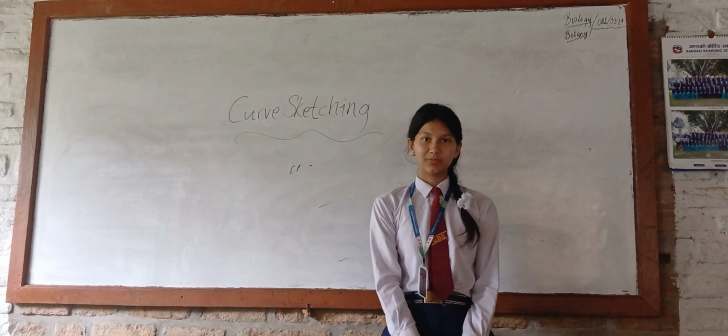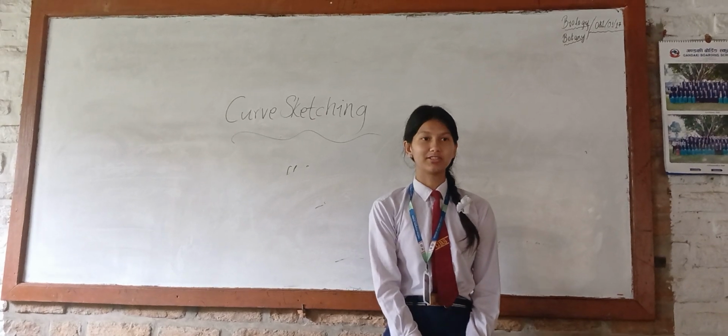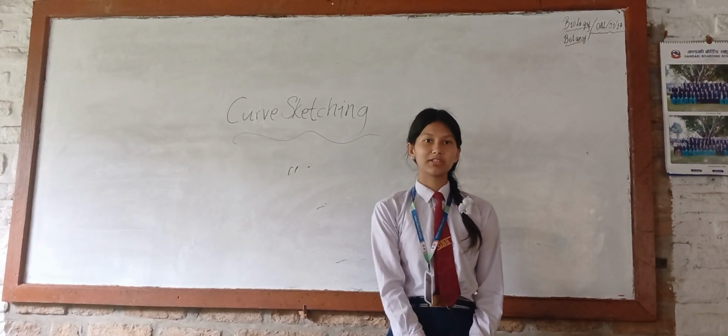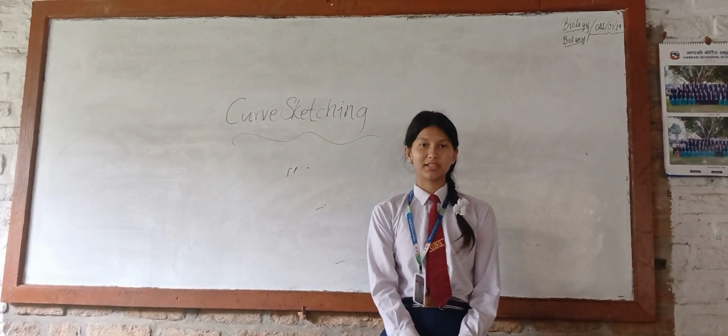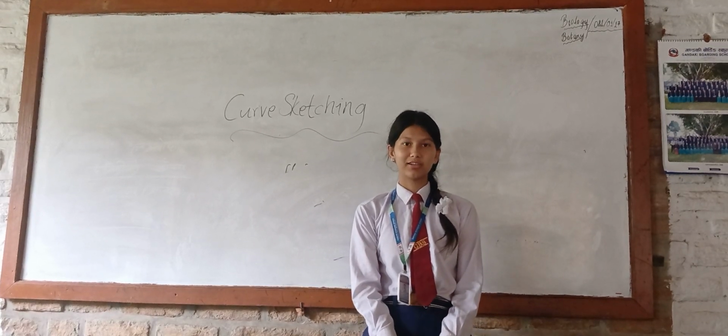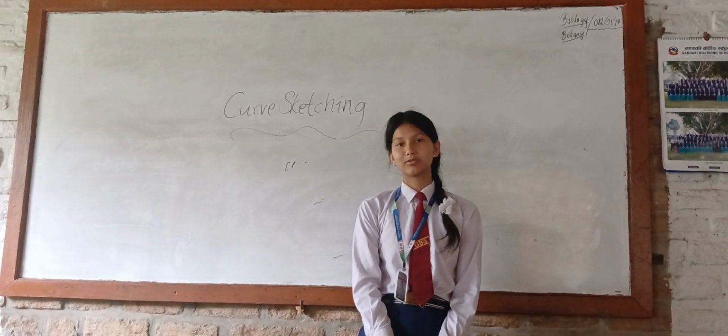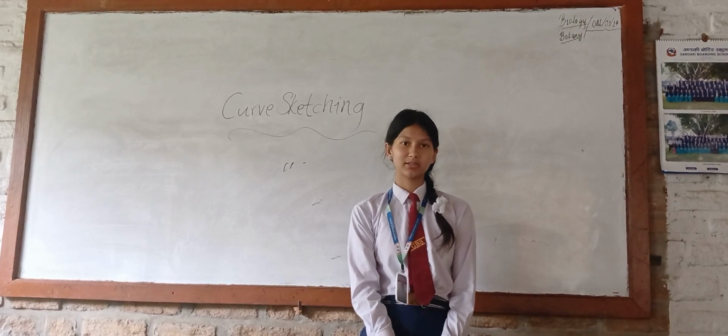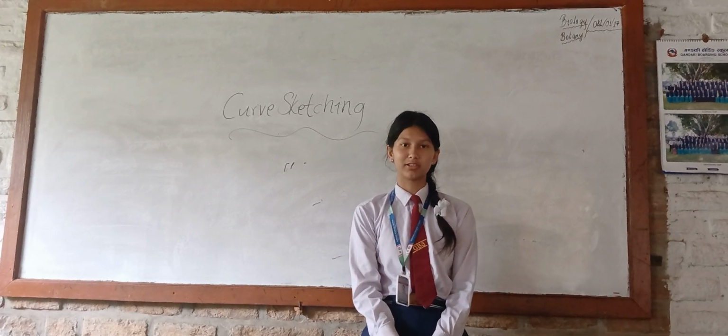Now I would like to speak about symmetry of elementary functions. Symmetry means when one side of the graph mirrors itself on the other side about a point or an axis. There are three types of symmetry: symmetry about x-axis, symmetry about y-axis, and symmetry about the origin.